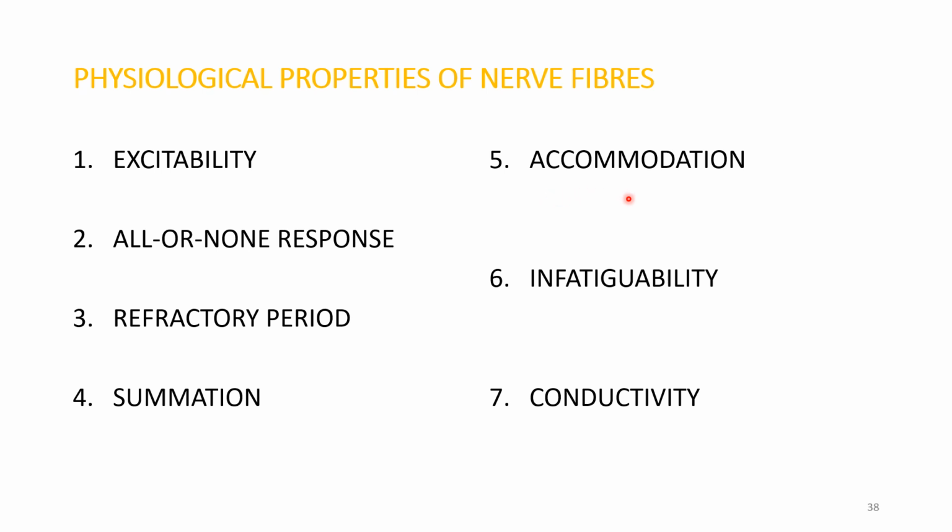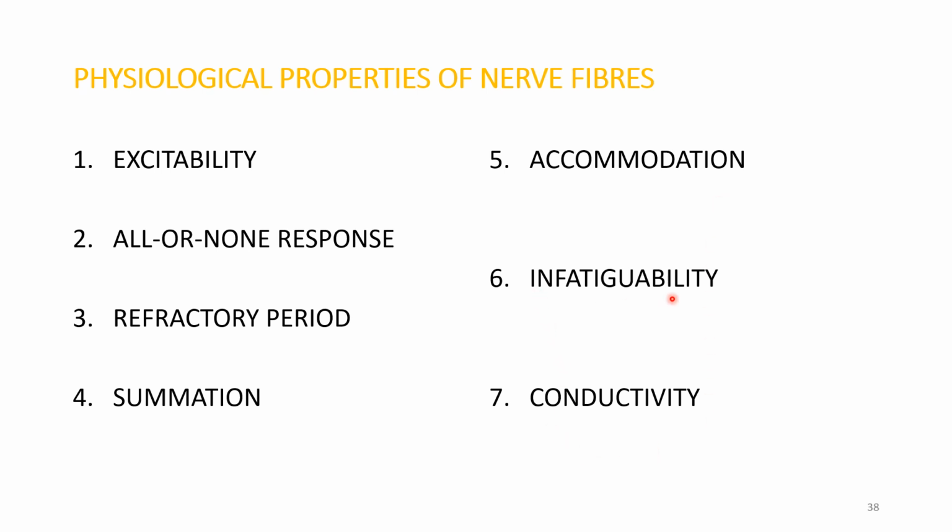Now coming to accommodation, that is, the excitability of the nerve fiber is decreased when a constant current is passed through it. It is because of adaptation. Nerve fibers will accommodate and their nerve endings will adapt when a constant current is passed. So, if a constant current is passing through the nerve fiber, it won't be excited. That is because of adaptation. That phenomenon is called accommodation.